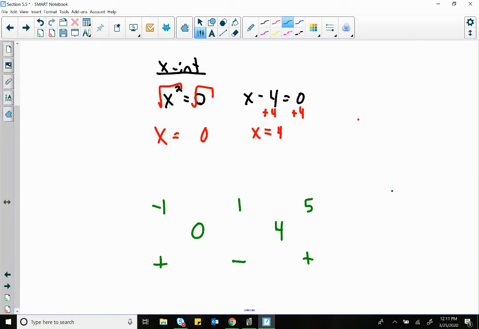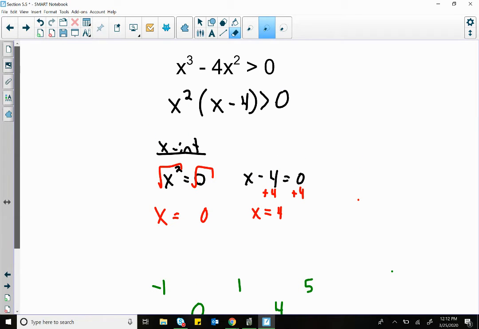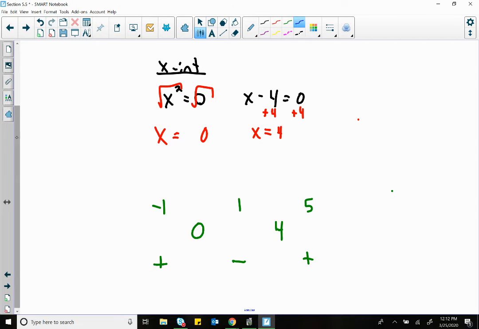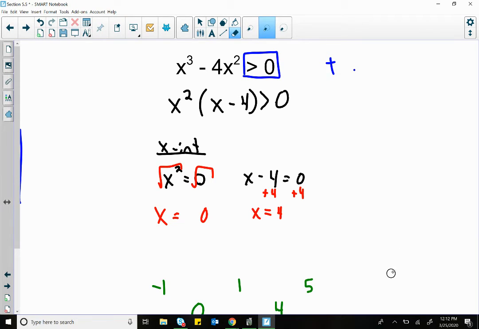So there is what we know about our polynomial. Okay? So looking at this information, now we can answer our question. It says in our question, well, we want to know when we are greater, quit moving, greater than 0. So that means we want to be positive for our answers. Okay? So when does that happen?